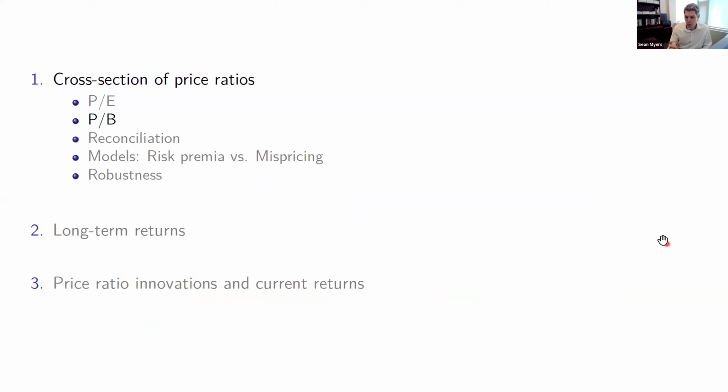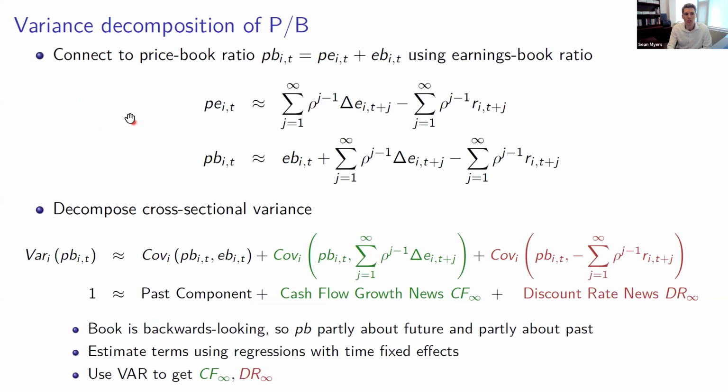Okay, so with the price earnings ratio out of the way, I now want to relate this to looking at price book ratios, which is just simply the inverse of book to market. We can pretty easily connect this to price book ratios by just seeing that the price book ratio is the price earnings ratio plus the ratio of earnings to book, where all these variables are just in logs.